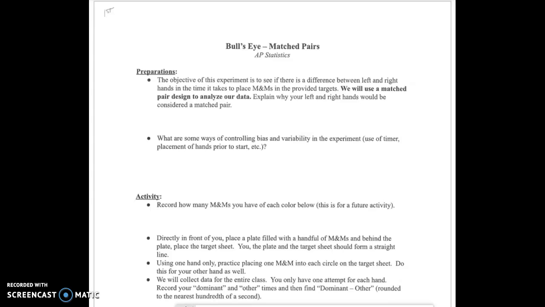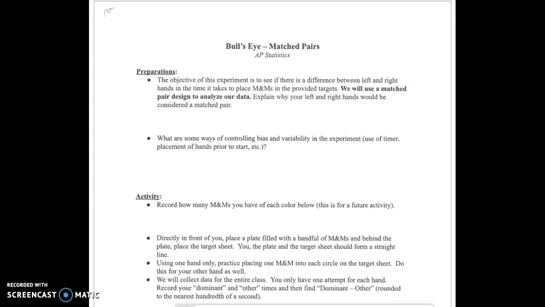The coupling, bias, and variability are some of the things listed there. We typically ended up doing something like both hands had to be sitting on the desk with the plate of candy in between your hands, and just in front of the plate of candy was the bullseye. The timer would start when you lifted your hand off the table, and it would finish after you placed all of your candies in the appropriate spot and put your hand back down on the table. I believe the document you have references Smarties instead of M&Ms. They tend to roll away a little bit less.